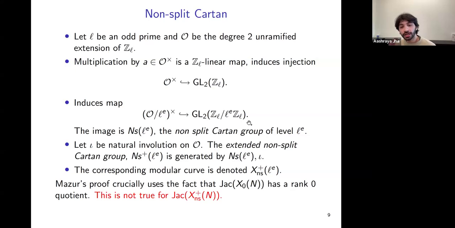I now want to highlight the fact that Mazur's proof is remarkable, but it doesn't work for us, because he crucially uses a rank zero quotient, the Eisenstein quotient, of the Jacobian of X0(n). And one doesn't have such a quotient for non-split Cartan.